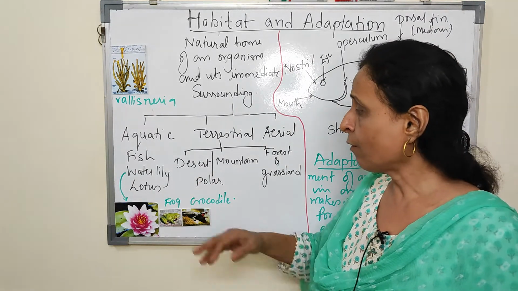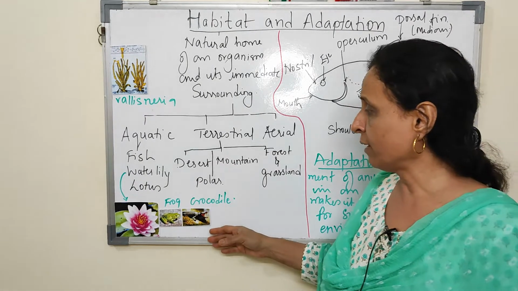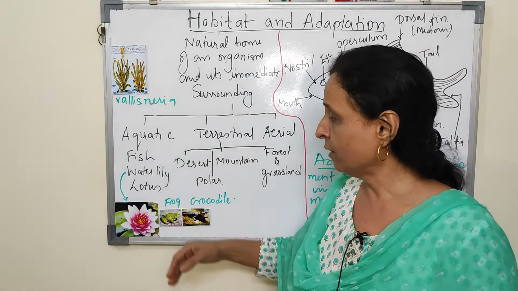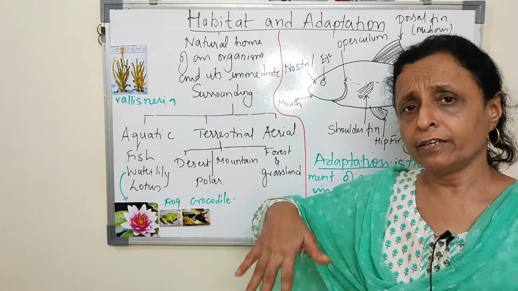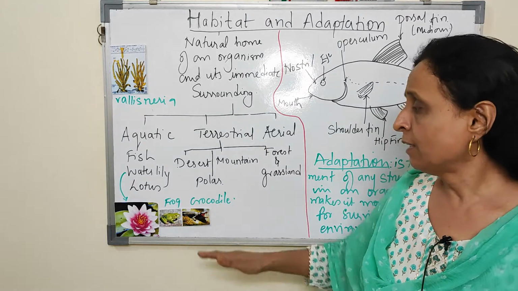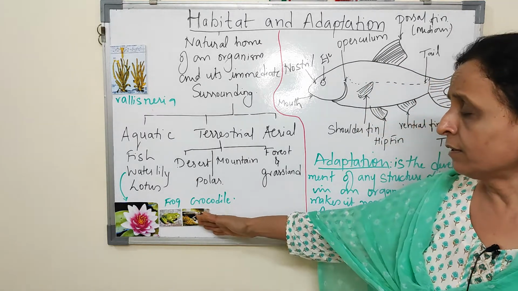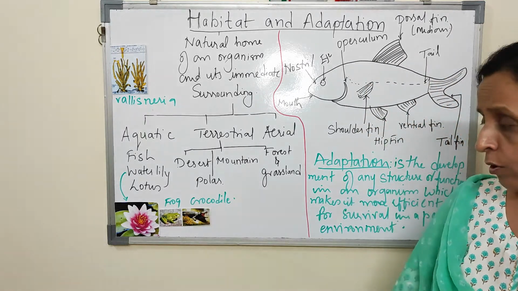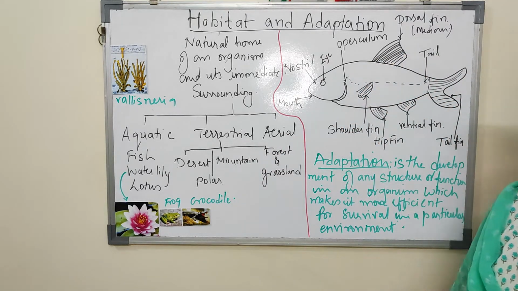Then frog, it can live on land as well as water. Even the crocodile can live on land as well as water. Here the frog has got webbed feet so that it can swim in water and it can hop on land. So that's an adaptation. Frog, crocodile, they can live on land as well as water. So they have adapted to this type of environment.